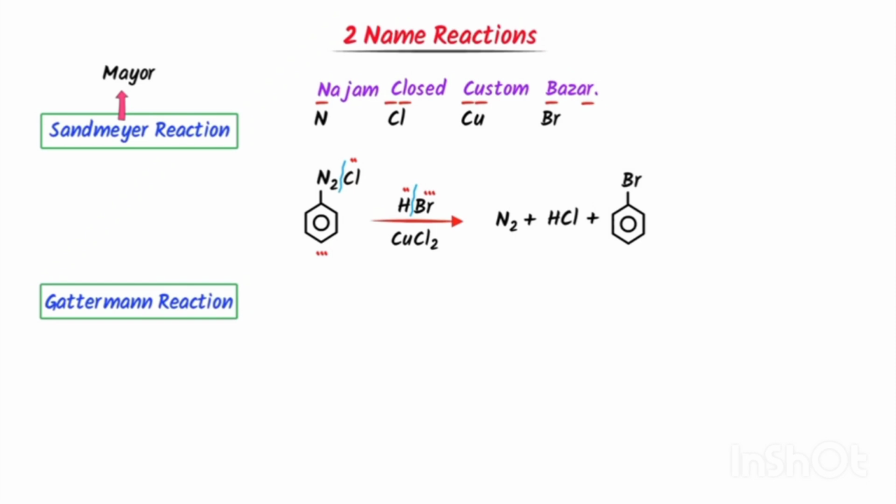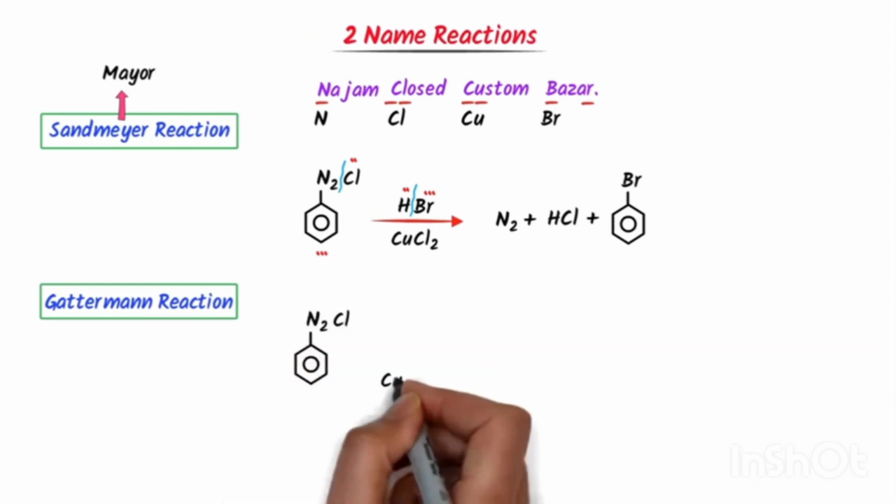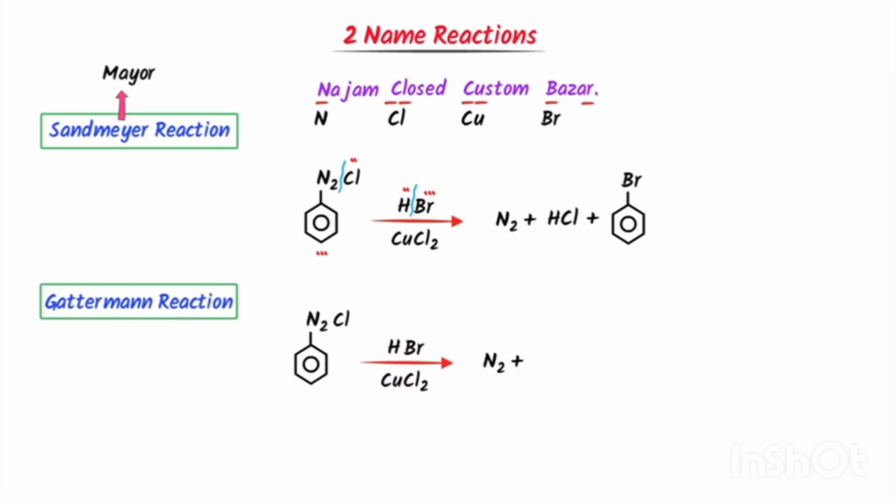What about the Gattermann reaction? Well, I rewrite the Sandmeyer reaction. Now listen carefully. I cut only copper chloride and replace it with copper powder. I get the Gattermann reaction. So this is the Gattermann reaction. Thus note down these two reactions.